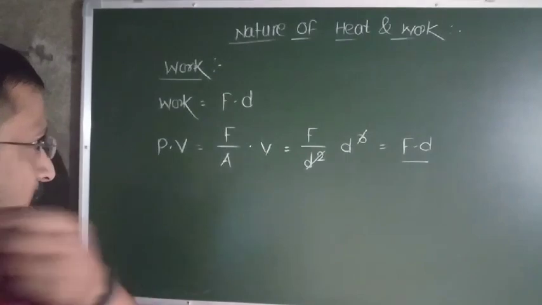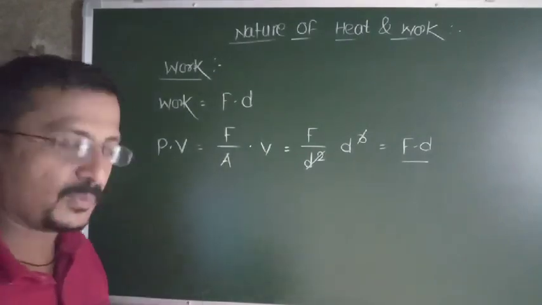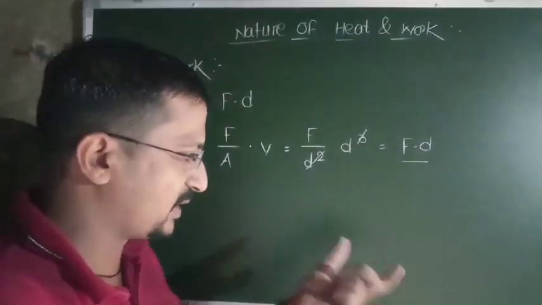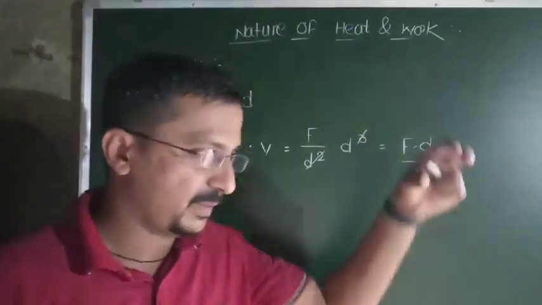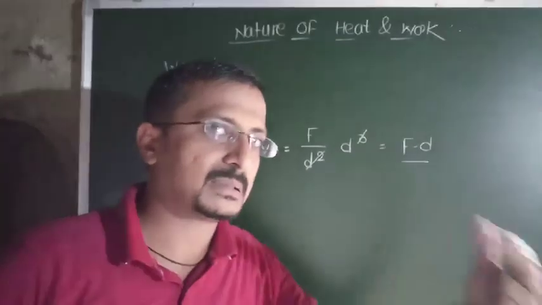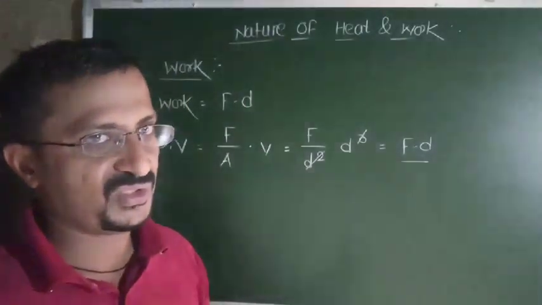Now here the work is of two types. Two types of work are performed. When the piston moves in an upward direction, it is one kind of work performed by the system, and when the piston moves in a downward direction, another kind of work is performed by that system.